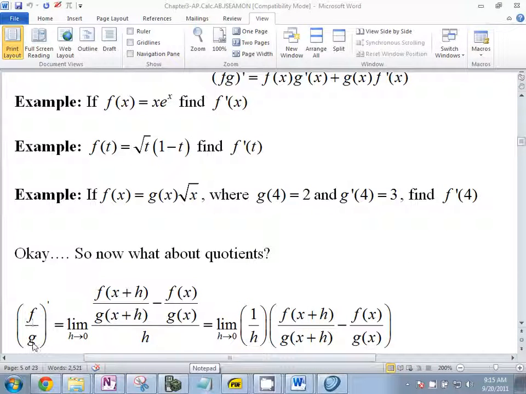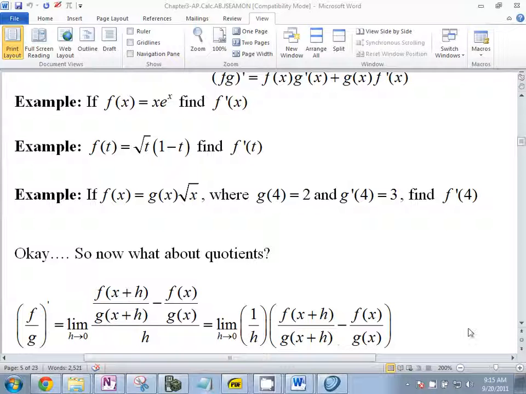Typed it out. So we have f over g. All we're applying is the limit definition of derivative. That's all we did here. See the h right there? The h migrates out to the front with 1 over h. So we have this thing right here.